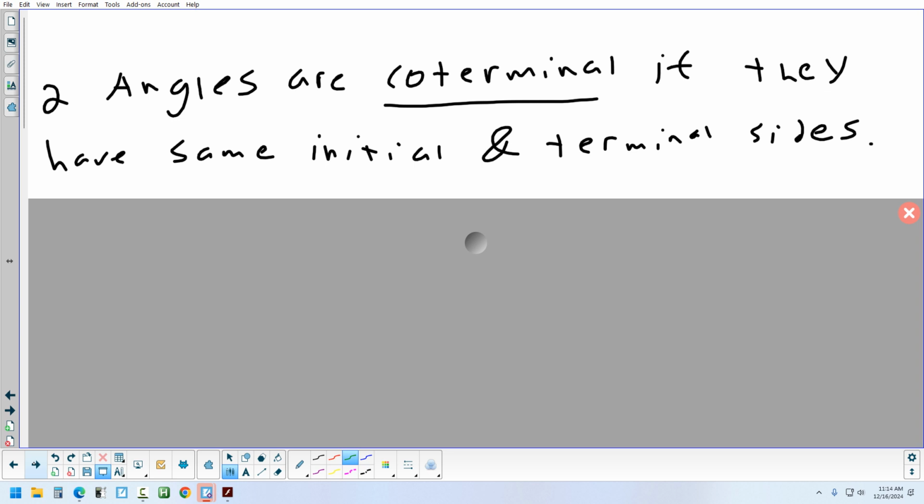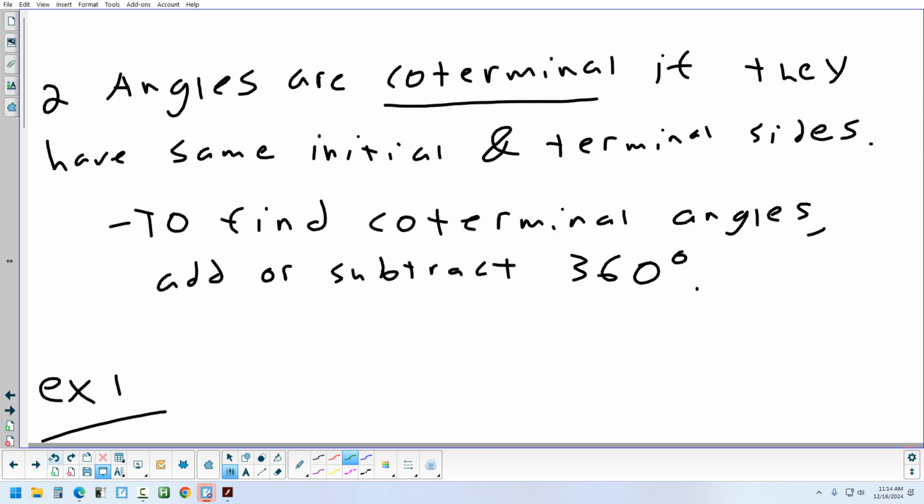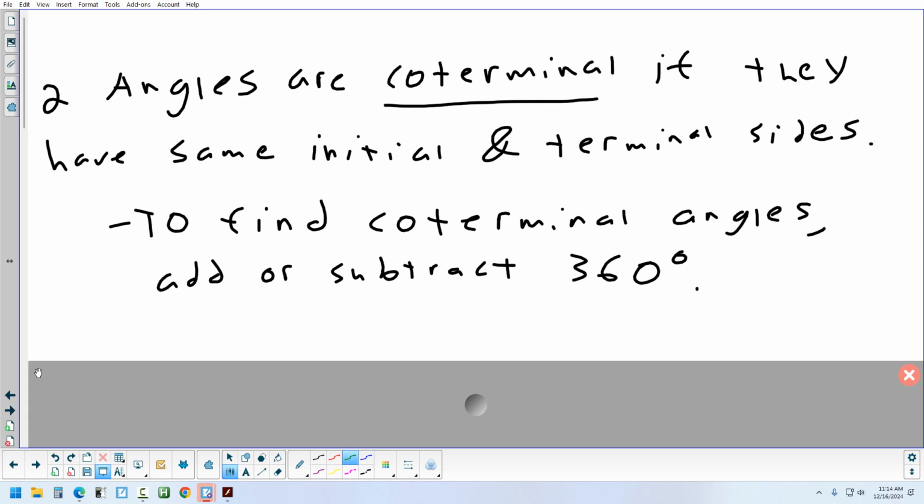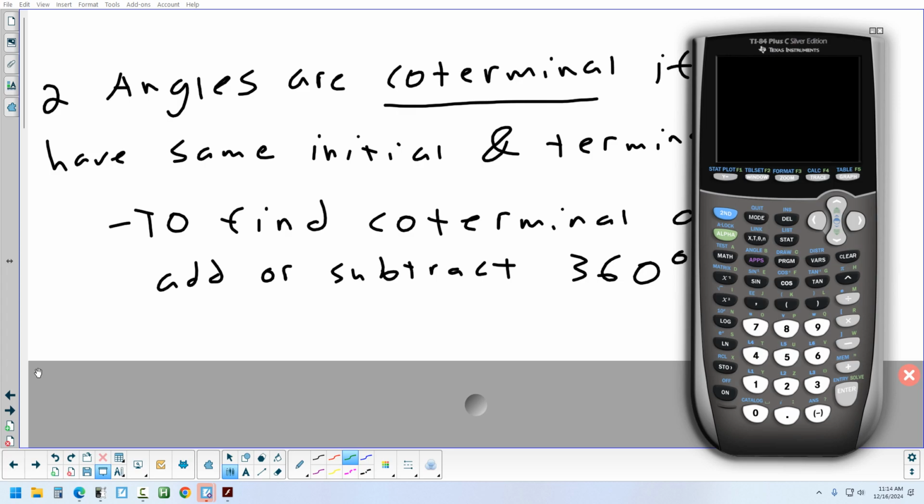The idea of a coterminal angle is it has the same initial and terminal sides. And the easiest way to find angles that are coterminal is to add or subtract 360. When you are doing trig, coterminal angles will give you the same answers. Let me show you an example. We haven't studied all the trig functions yet, but we will by the end of the week.